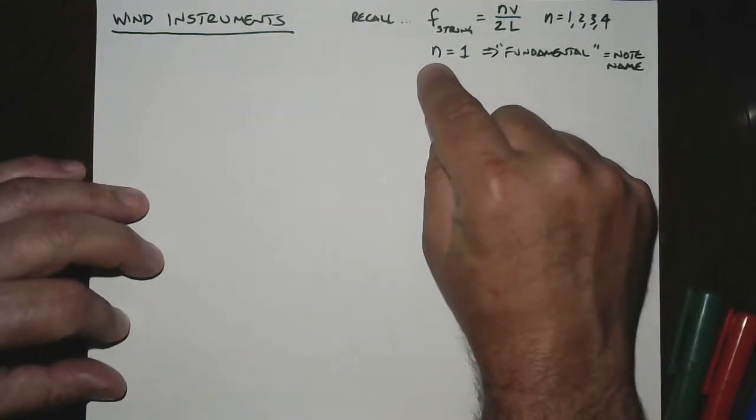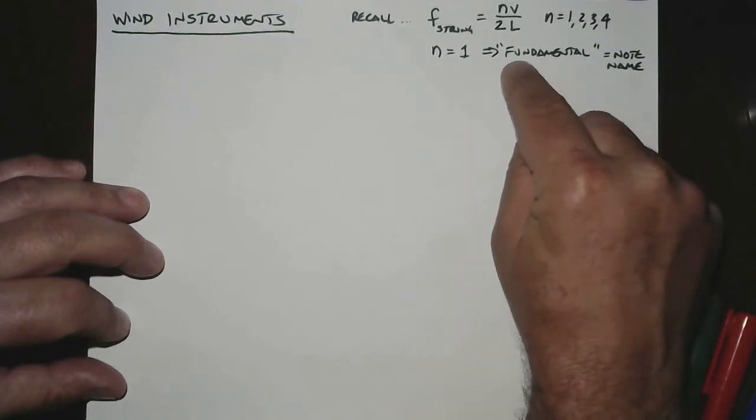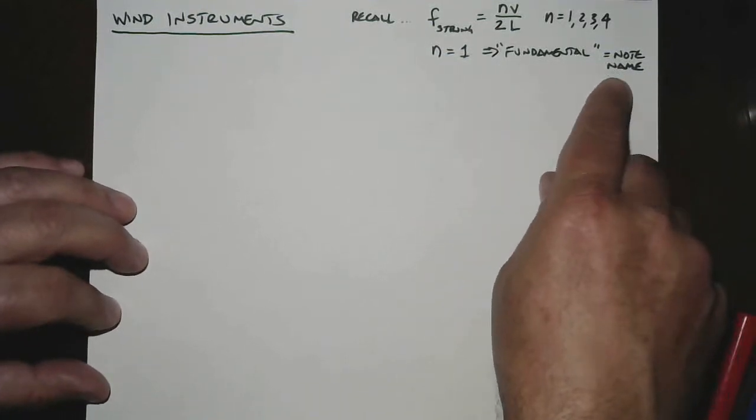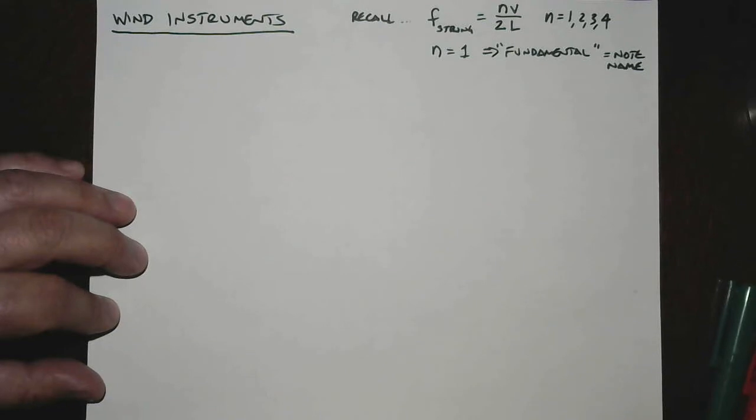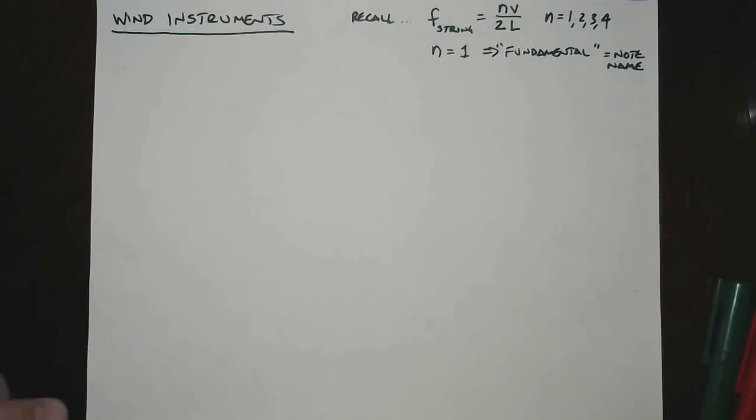And remember that you normally put n equals 1 into this equation. That gives you the fundamental frequency, which is the name of the note. The lowest frequency created by the string is the one that the ear hears as the note. So let's talk about how wind instruments work.